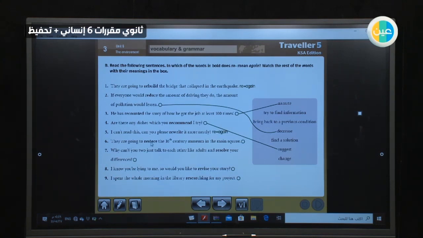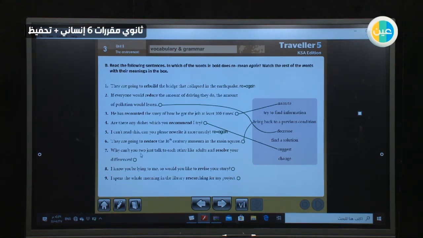They are going to restore the 16th century museum in the main square. Restore. Is it a prefix or part of the word? Yes, it is restore as one word, meaning bring back to previous condition. When you have something affected by anything and you want to rebuild it and make it as if it is in the past, you will restore it.